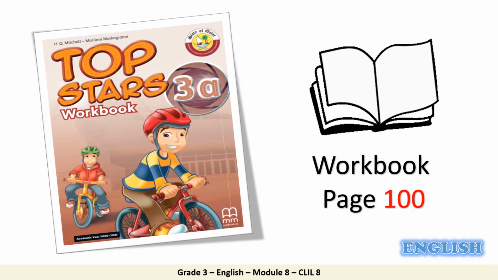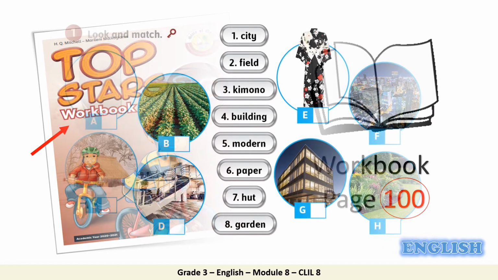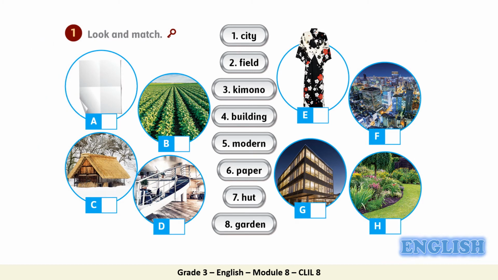And now, my smart students, it's time to open our workbook, page 100. We will be doing activity number 1. The question says, look and match. So we will look at what? Super, at the pictures. And we'll match them with what? Good job, the new vocabulary word. So let's do number 1 together. The first vocabulary word is city. So which picture represents city? Amazing. F. Now pause the video and do the rest alone.